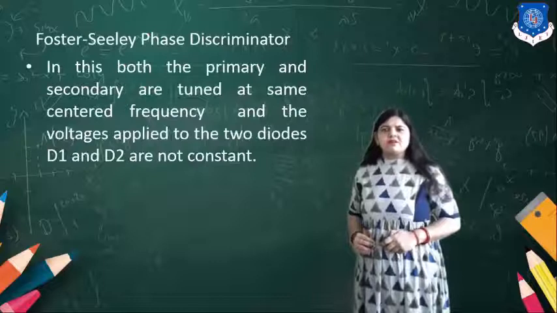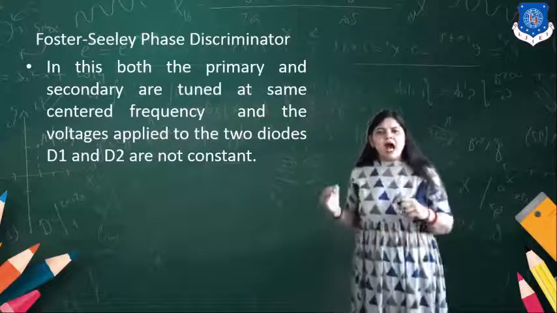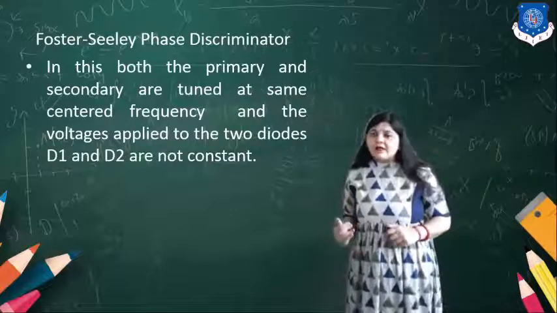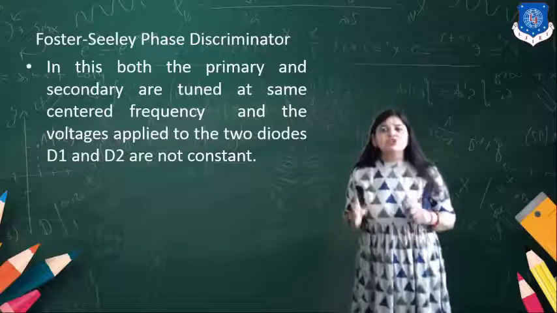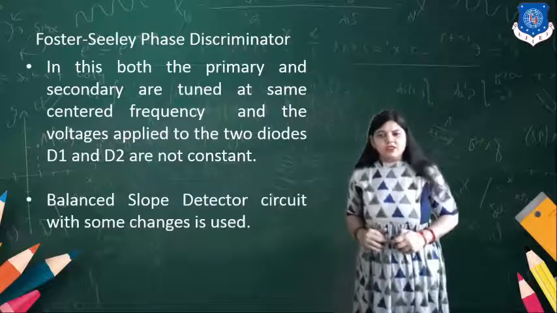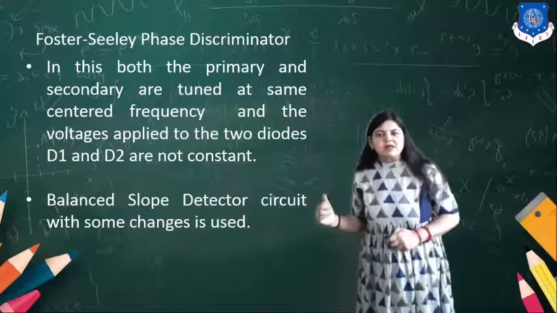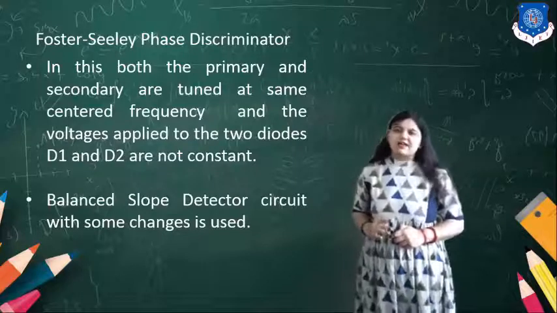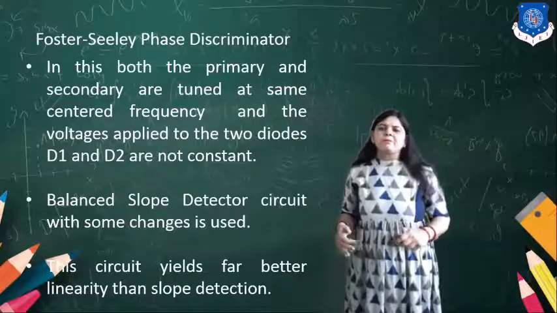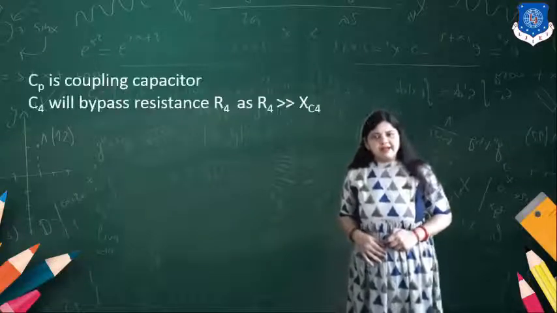Both the primary and the secondary are tuned at the same center frequency, and the voltages applied to the two diodes D1 and D2 are not constant. As you have seen, this is the balanced slope detector circuit with some changes, and it gives better linearity compared to the slope detector.